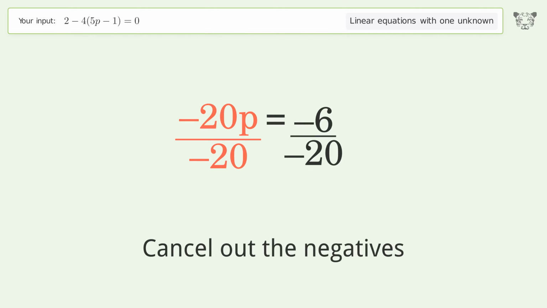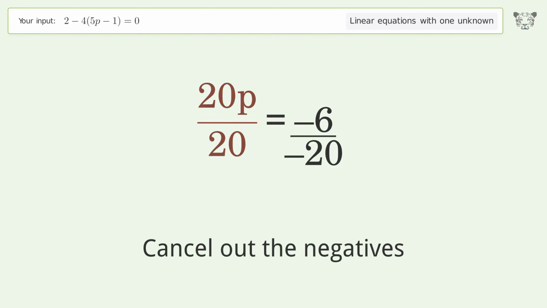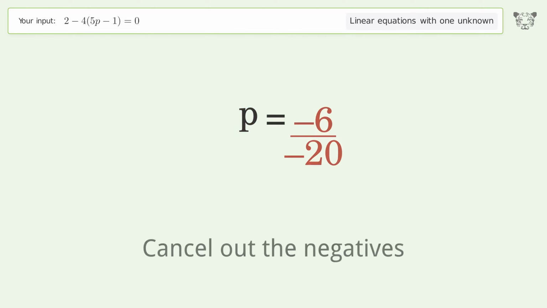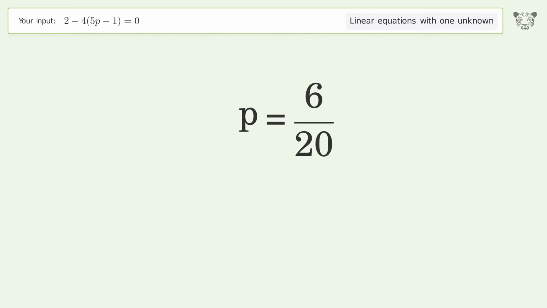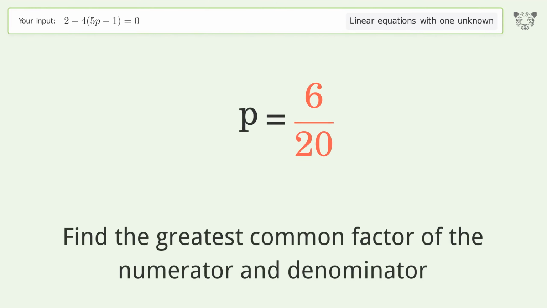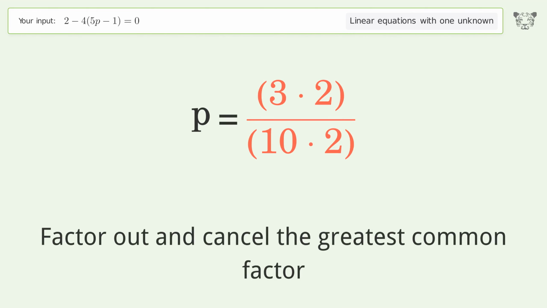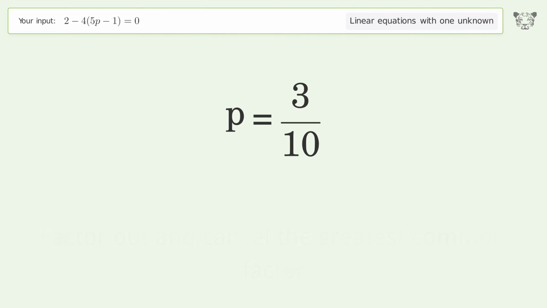Cancel out the negatives. Simplify the fraction. Cancel out the negatives. Find the greatest common factor of the numerator and denominator. Factor out and cancel the greatest common factor. And so the final result is p equals 3/10.